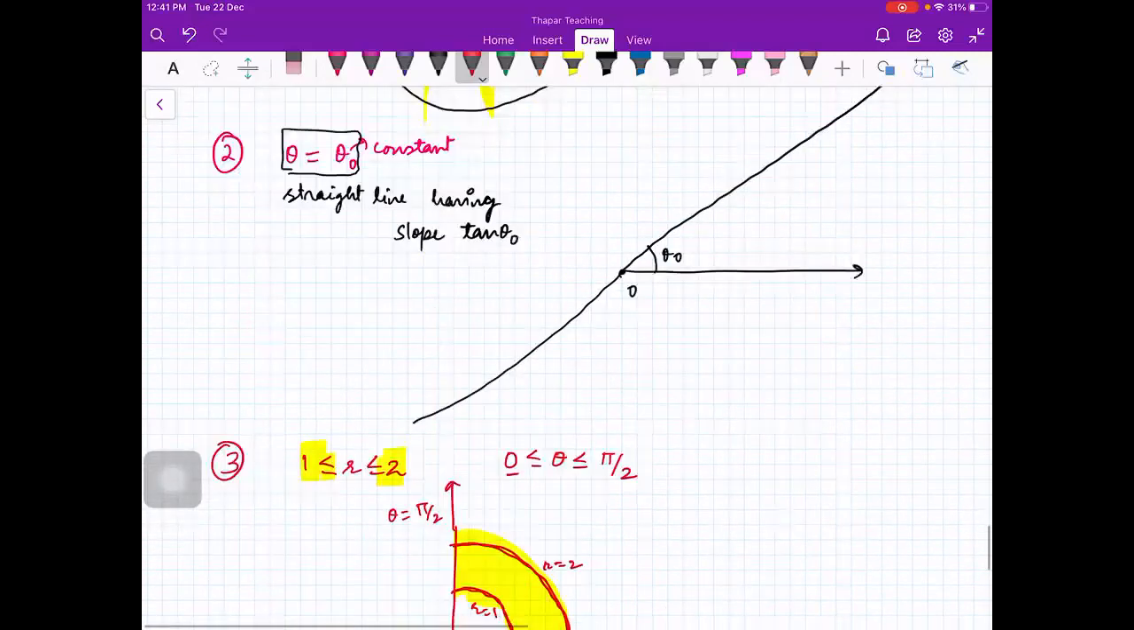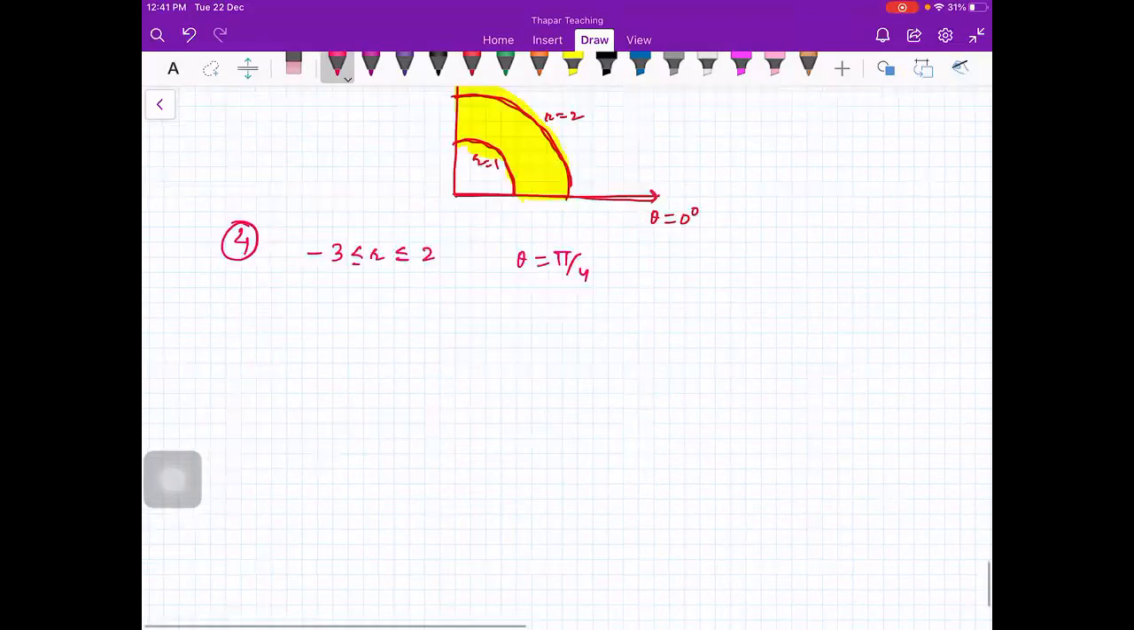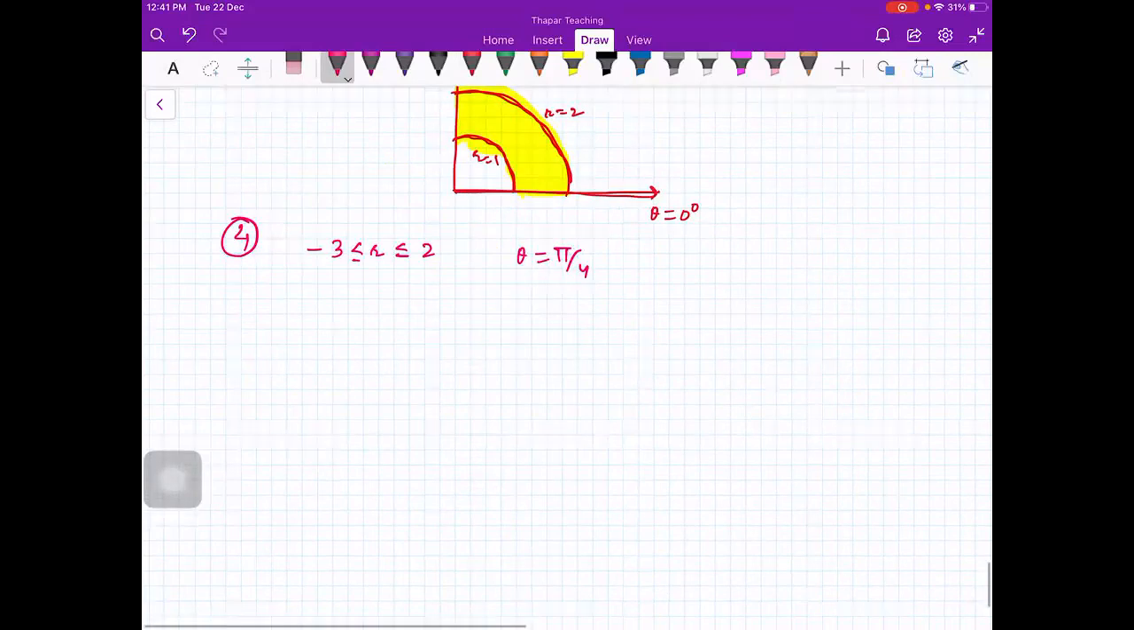Okay, ma'am. So we are just doing some small things so that you understand what is happening in polar coordinates. Minus 3 less than or equal to r less than or equal to 2, theta is equal to pi by 4. Can you tell me what region I am talking about? Everybody try please.